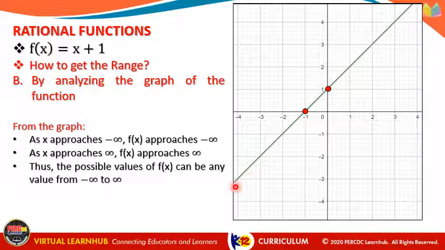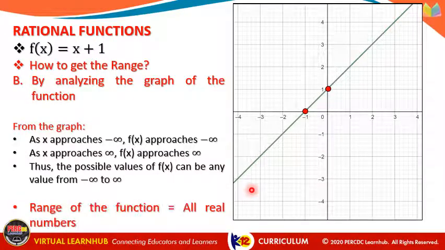Walang butas sa graph, tuloy-tuloy lang siya. Therefore, pwede mong makuhang sagot kahit anong real number. Thus, the range of the function is all real numbers. Ganun lamang po yun. That is how you get the range of our function.